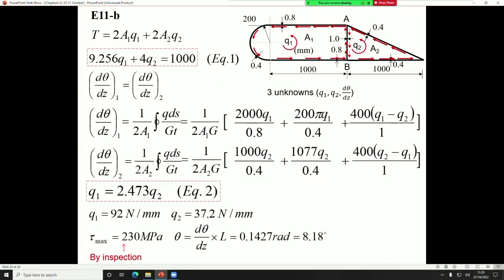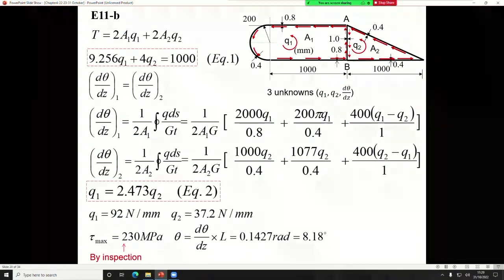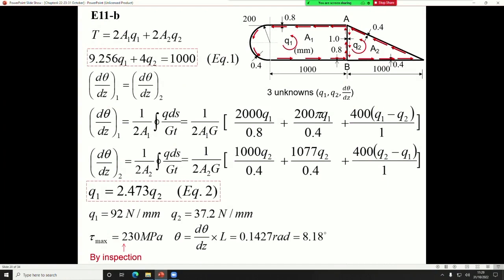Yes, so max shear stress is found from the cell with maximum Q divided by the minimum thickness of that cell. Yes, and then you need to do it for each cell, compare them, and then find the maximum shear stress. Yes. Any other questions in relation to this example? Okay, yes, please.